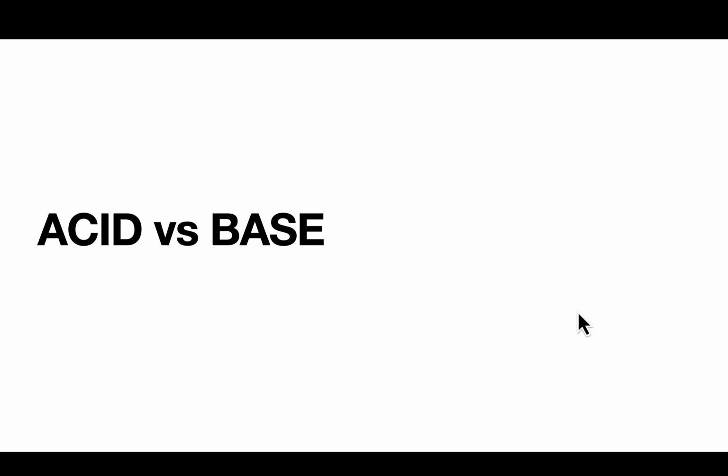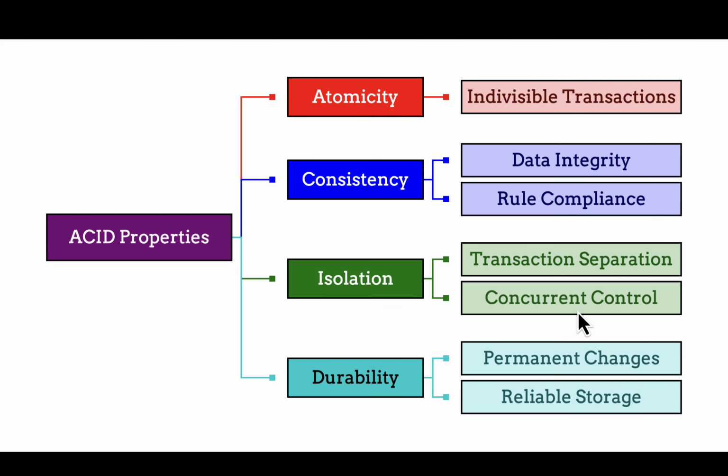ACID versus BASE. ACID. One, ACID is an acronym that stands for atomicity, consistency, isolation, and durability. Two, these properties are a set of guarantees that a database system makes about the behavior of transactions. Three, ACID properties are important for maintaining data integrity, consistency, and availability in a database. Four, it ensures that the data stored in the database is accurate, consistent, and can be relied upon.